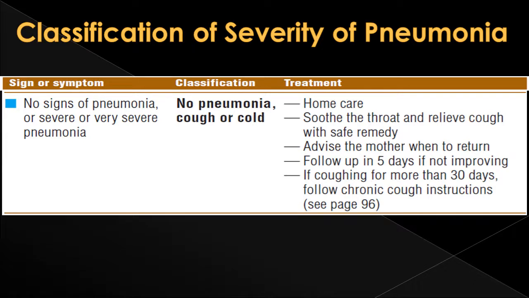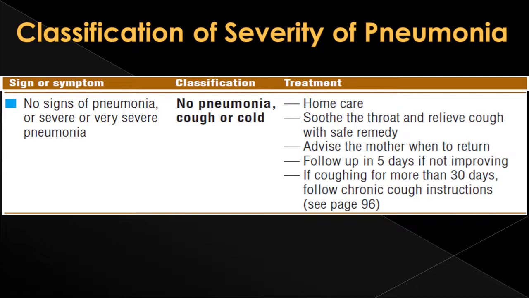Now let's classify the severity of pneumonia on the basis of the history, that is symptoms, and signs which you have elicited. If you have only a history of cough and cold, flu, runny nose, vomiting, and the child is not in any kind of respiratory distress and doesn't have tachypnea, we will say there is no sign of pneumonia or severe or very severe pneumonia. This is no pneumonia, rather it is cough or cold. This child should be given home care, soothing therapy for the throat, and relief of the cough with a safe remedy.